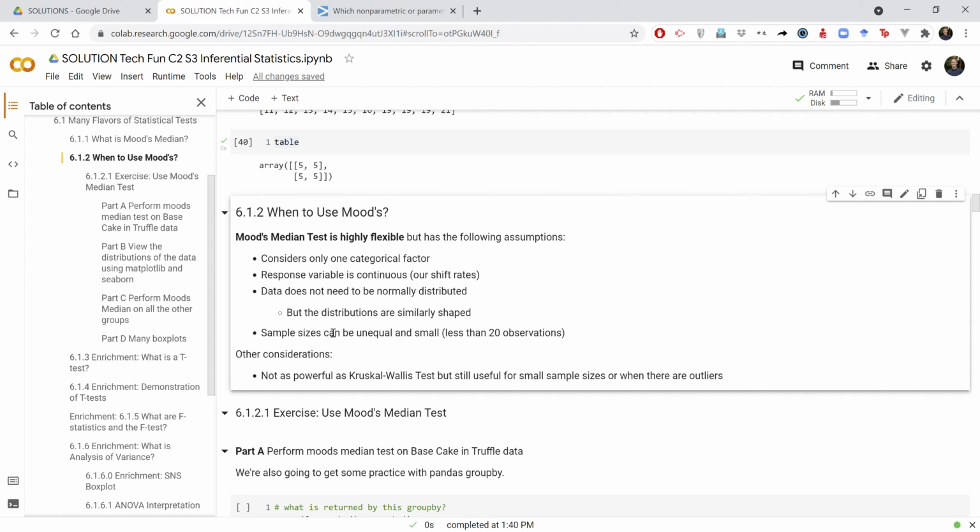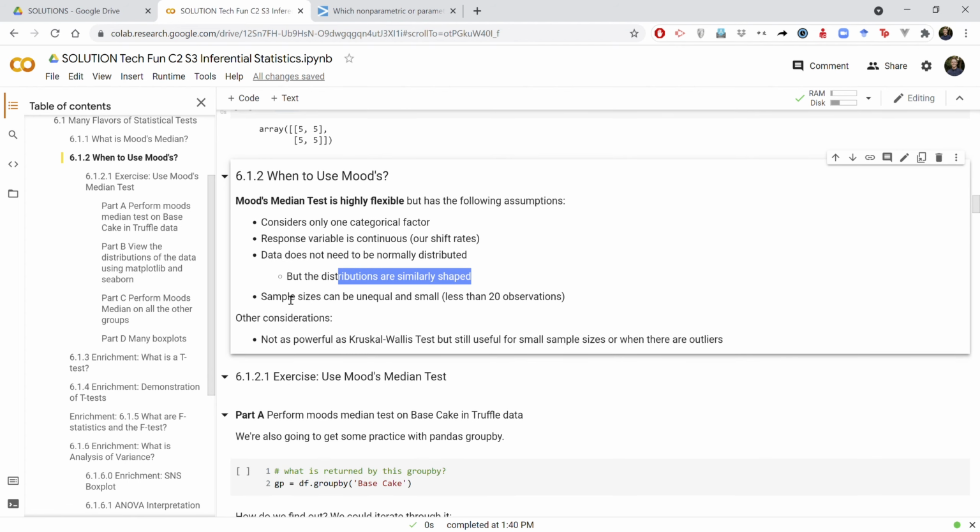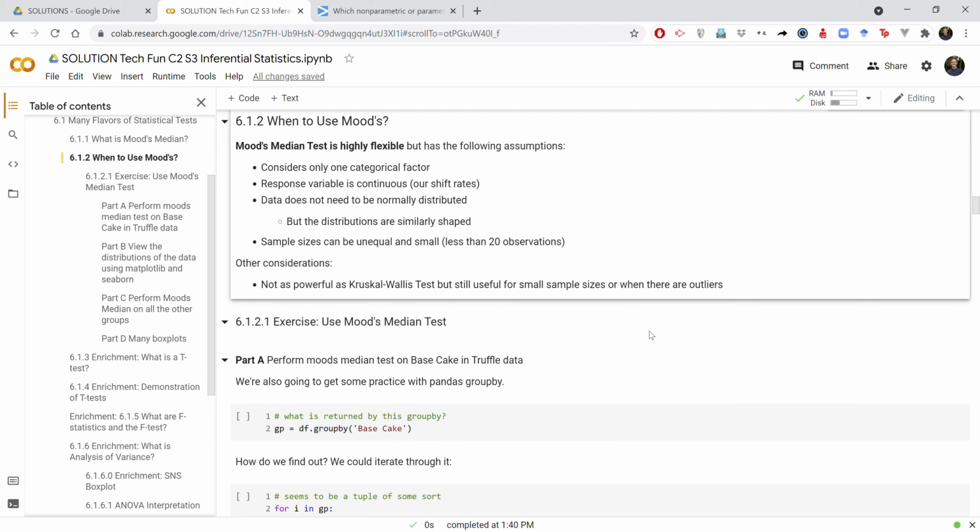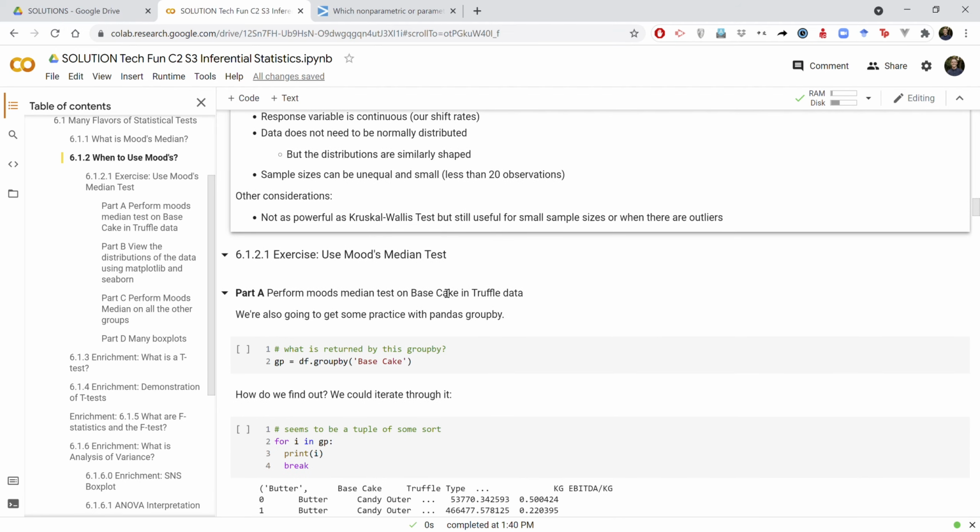The distributions must be similarly shaped between the groups. Sample sizes can be unequal and small. As we saw in this case, we had only 10 observations in each group. Other considerations: not as powerful or as conclusive as the Kruskal-Wallis test, but still useful for small sample sizes or when there are outliers. And now for an exercise.